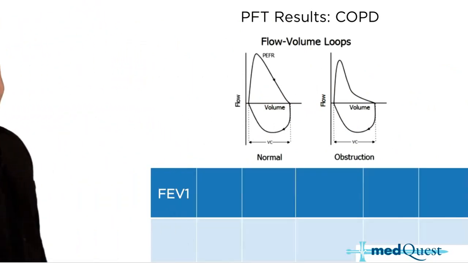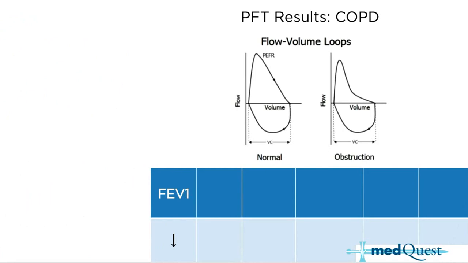So what happens here is that you get a decrease in your FEV1 and a decrease in forced vital capacity. Both are decreased, but which one is decreased more? The FEV1 is decreased even more.